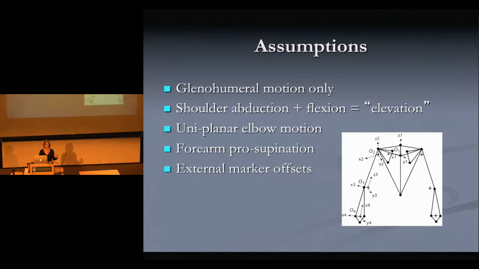But this assumption is based on a recommendation from the International Society of Biomechanics. Elbow motion was primarily uniplanar, meaning we were just looking at flexion and extension. Forearm pronation and supination was calculated along the long axis of the lower arm. So it was the rotation of the flexion extension axis of the wrist with respect to the flexion extension axis of the elbow. And finally, the last assumption was the use of external markers to calculate the joint centers.